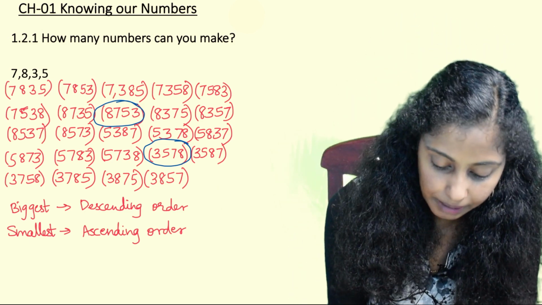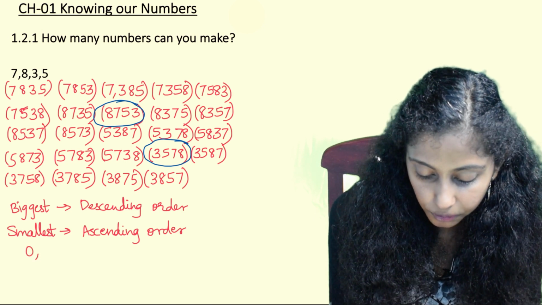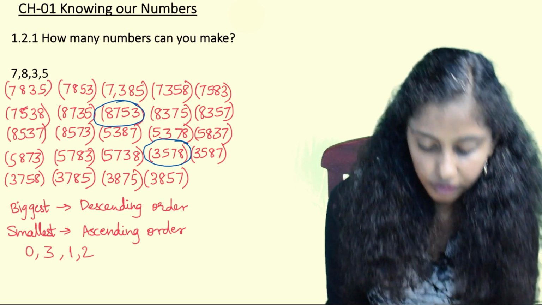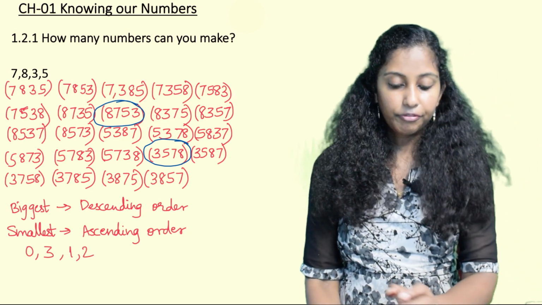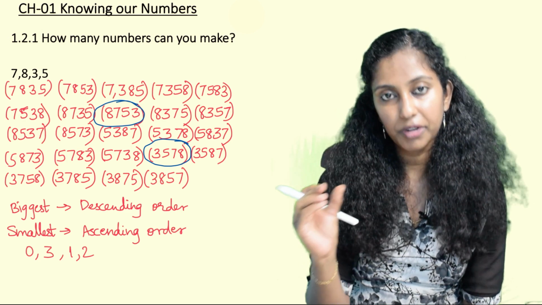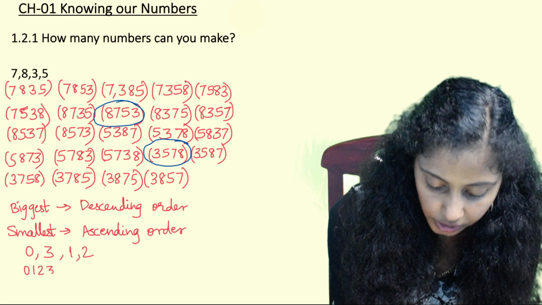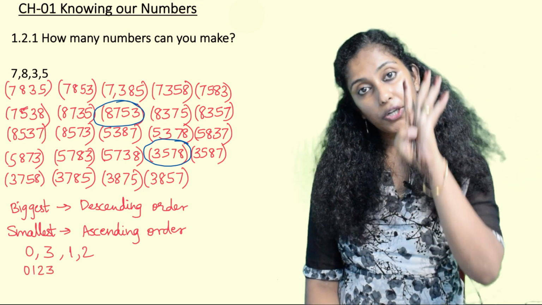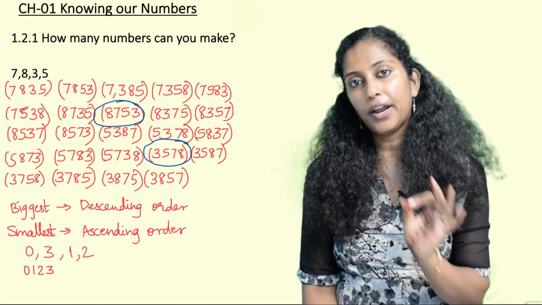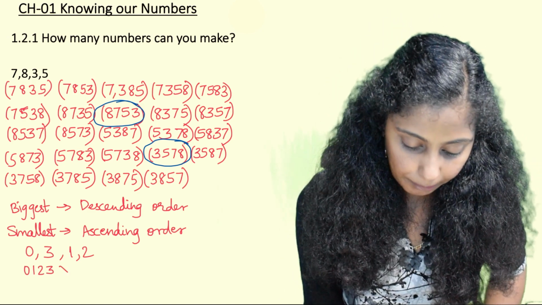Now let us take one example where we have 0. For example, the digits given are 0, 3, 1 and 2. If we try to follow the same rule, that is we make the smallest number by arranging the digits in ascending order, we get 0, 1, 2, 3. But the question has given 4 digits, and when I write 0123, it is as good as 123. It is just forming a 3-digit number. So this rule is not applicable here.